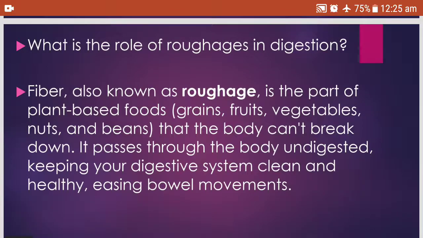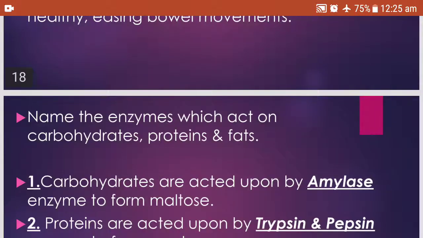What is the role of roughages in digestion? Fiber, also known as roughage, is the part of plant-based food, grains, fruits, vegetables, nuts and beans, that the body can't break down. It passes through the body undigested, keeping your digestive system clean and healthy, easing bowel movements. That means it prevents constipation. So you should take roughages in your diet, green leafy vegetables and fruits.